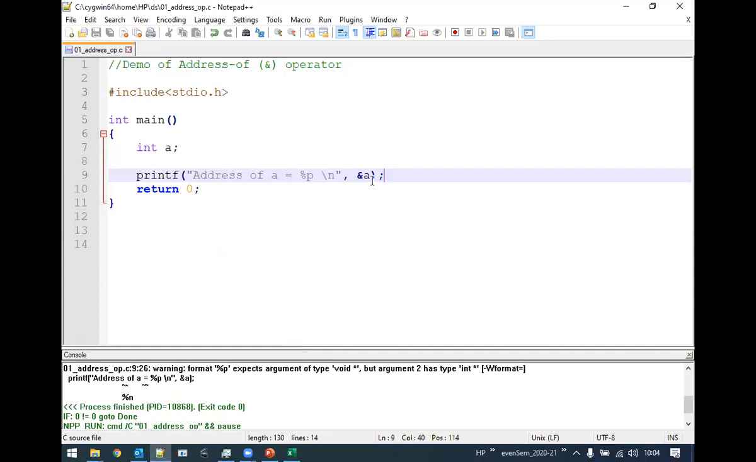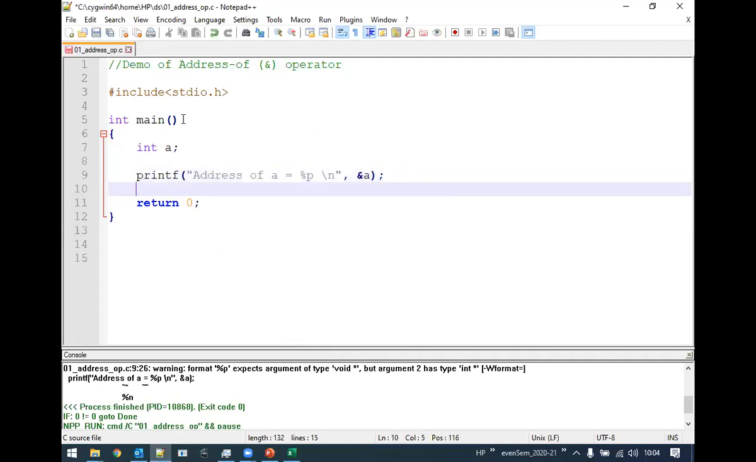Yes, sir. In the previous class, we were discussing a few demonstrations. One we have already covered, that is the sizeof function. Then we were also looking into a demonstration of the address of operator. The ampersand symbol is used to retrieve the address of a particular variable.